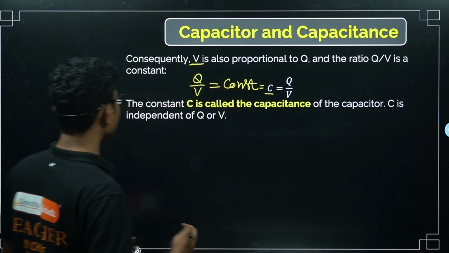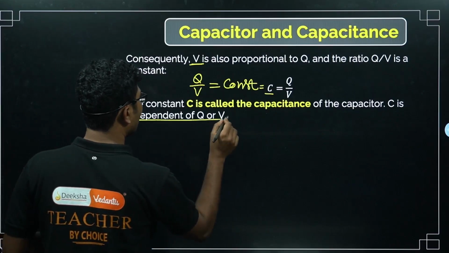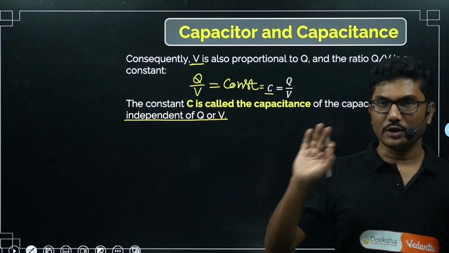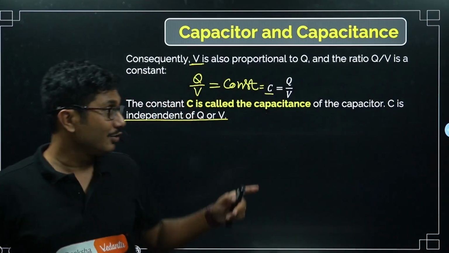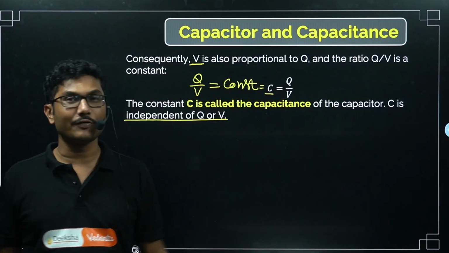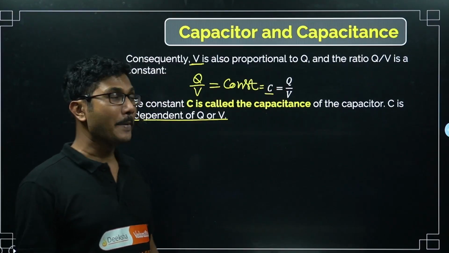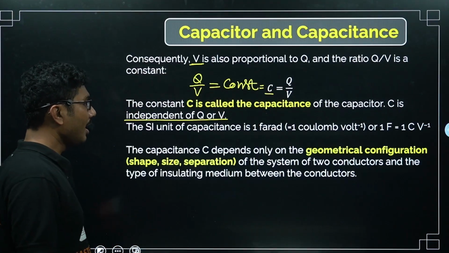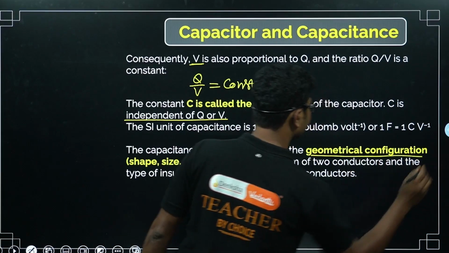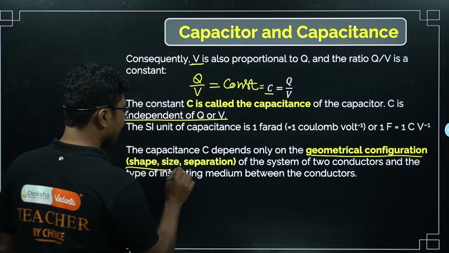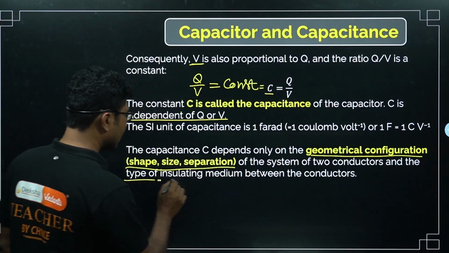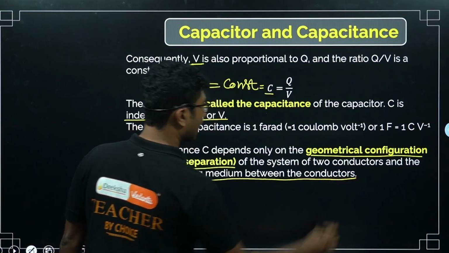That is the capacitance of the capacitor. So C is independent of Q or V. This capacitance is independent of Q and V, even though it is the ratio of Q and V. So what is it dependent on? It is dependent on the geometrical configuration: the shape, size and separation of the system of the two conductors, and the type of insulating medium between the conductors.